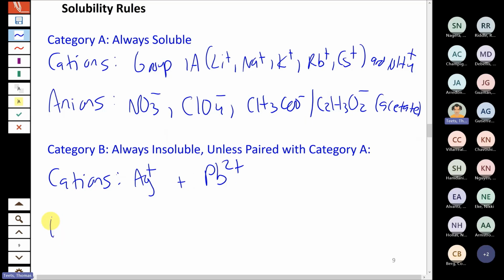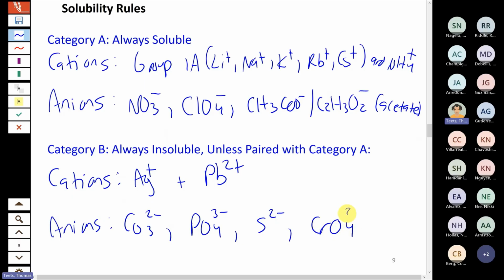And then there's a few anions that behave the same way, where the ionic compounds that involve these anions will be insoluble unless they have one of these special cations associated with them. So carbonate, CO3 2-, phosphate, PO4 3-, sulfide, S2-, and chromate, CrO4 2-. So ionic compounds with these anions are always insoluble unless the cation is group 1A or ammonium. Okay? So those are the ones you want to look for first because they're obvious. There's no exceptions to those, and they show up a lot.